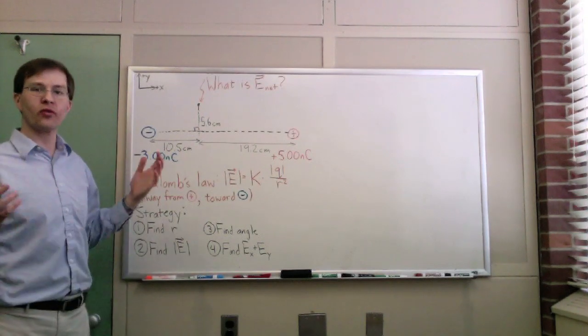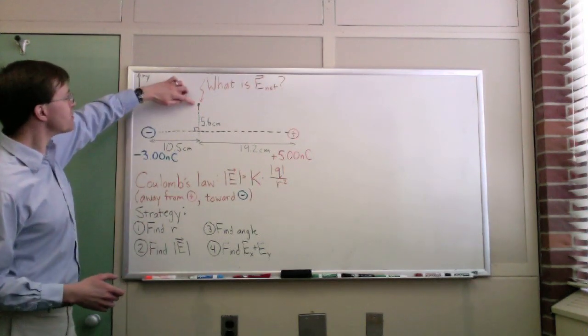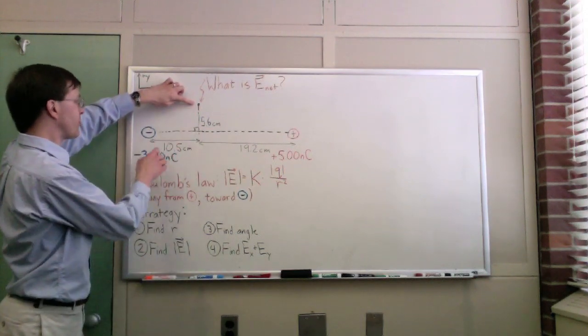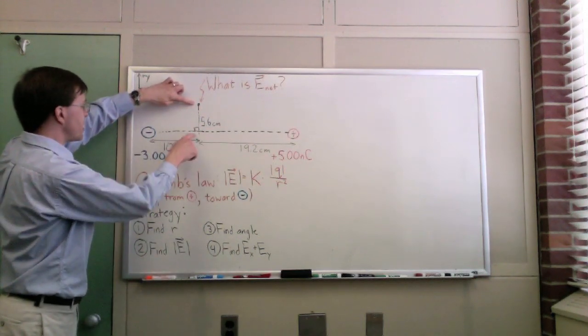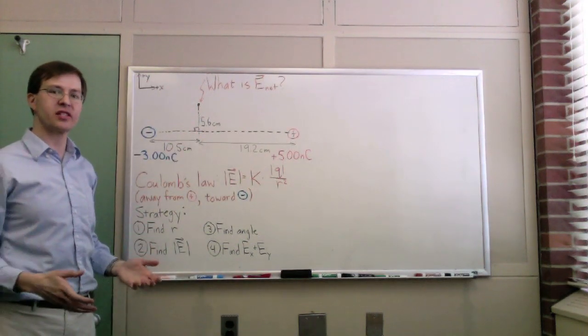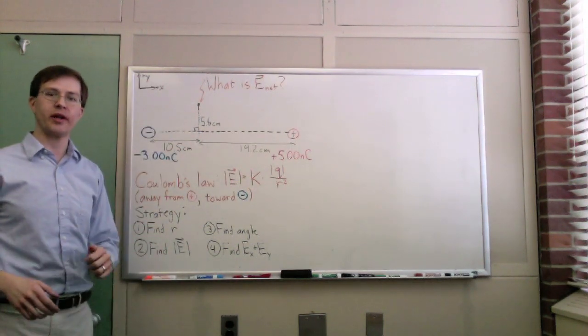And I want to know the net electric field at this position up here, a particular place, 5.6 centimeters up from the two charges, and it's 10.5 centimeters over from there, 19.2 over from there. I've got this particular set of dimensions. I want to know the net electric field at that point.